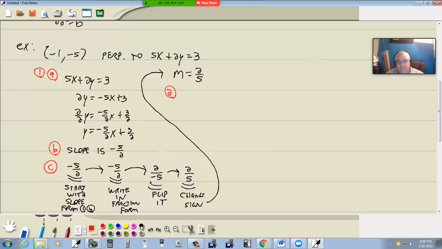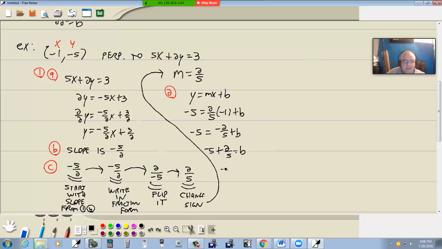Step 2. Plug in x and y from the point that's given. So y is negative 5. M we just said was 2/5. And x is negative 1 plus b. And then solve for b. 2/5 times negative 1 is negative 2/5 plus b. Take negative 2/5 to the left side, becomes a positive 2/5. And that gives us negative 23/5.